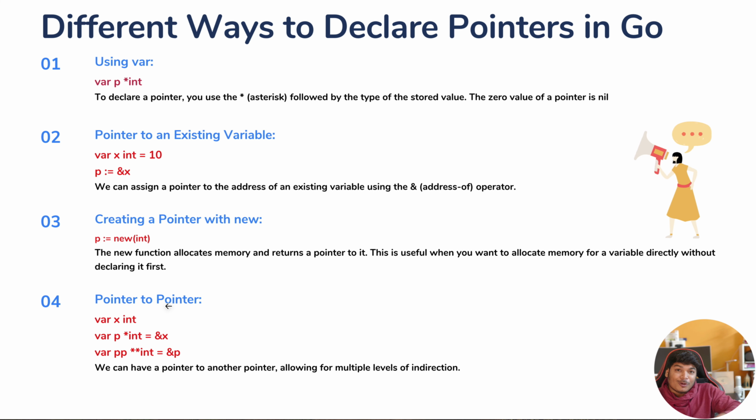Now if you want to create a pointer of p, you can do that. How? For example, here we are creating a variable named pp: var pp **int, which is a pointer of another pointer. For this reason you have to add two stars, because it's a pointer of a pointer, right? So two asterisks, then int, which is the data type, equals &p, because p is a memory reference of x, right? This is how you can create a pointer of a pointer, which allows multi-level indirection.